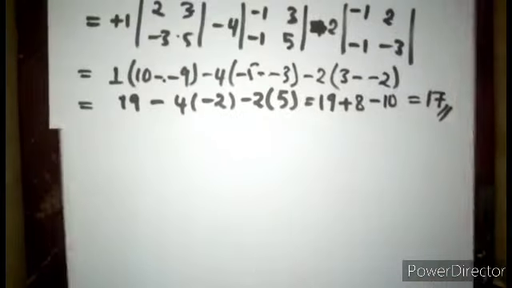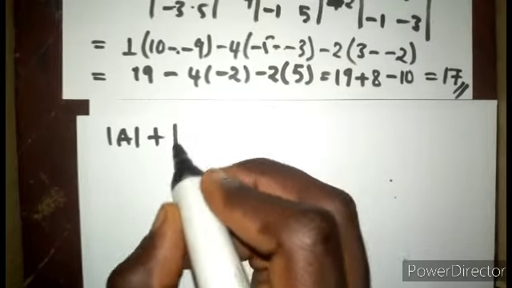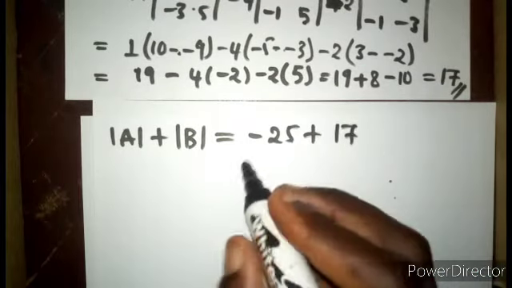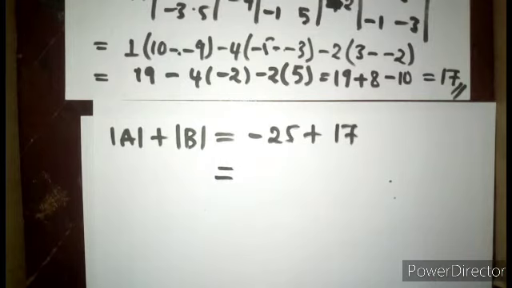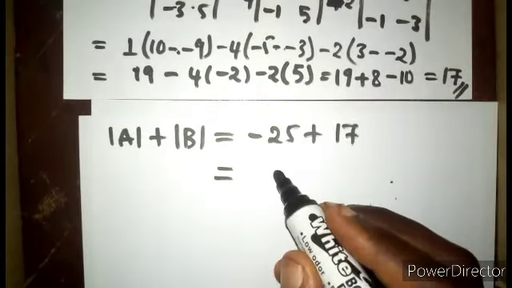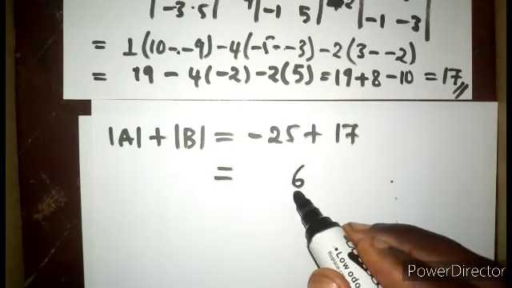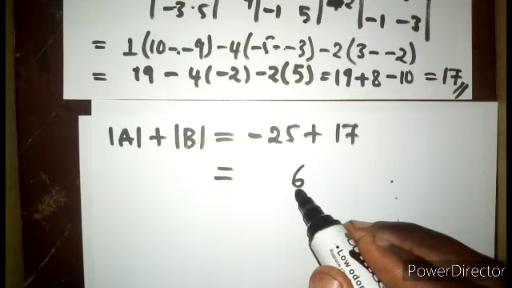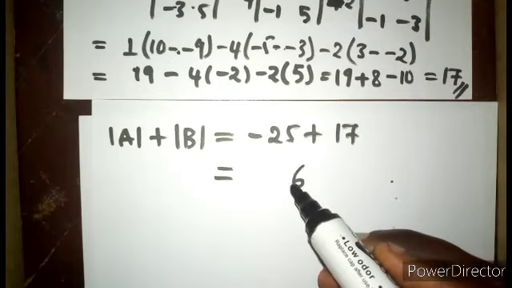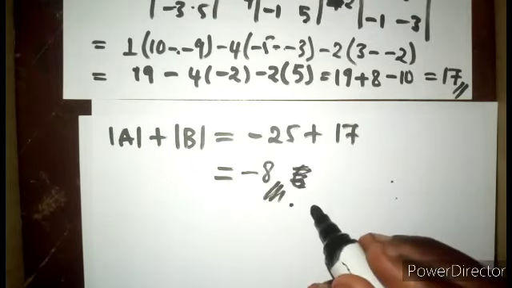Now we find the determinant of A plus the determinant of B. So we have minus 25 plus 17, which will obviously be minus 8. So that is the answer for this problem.